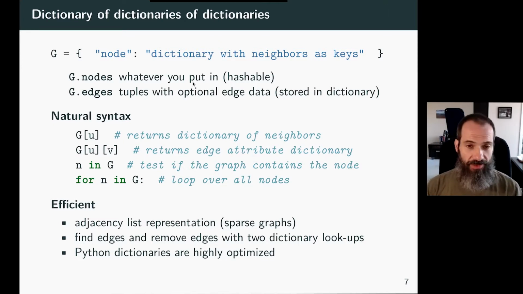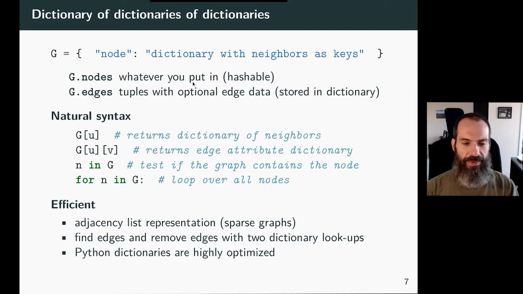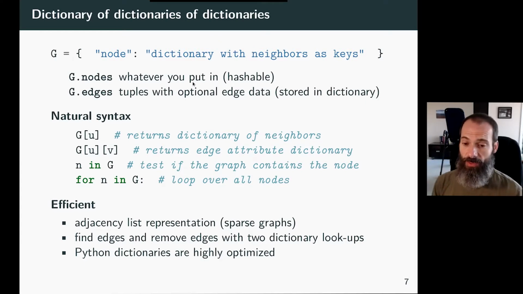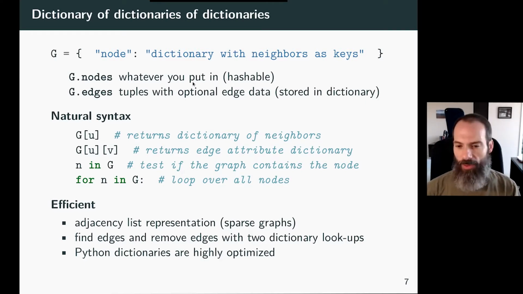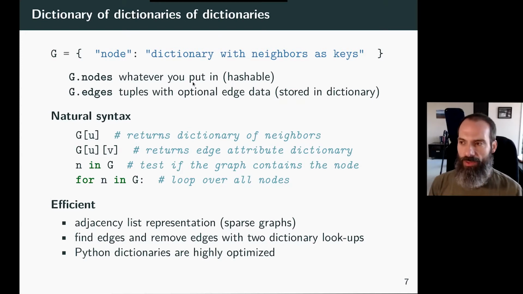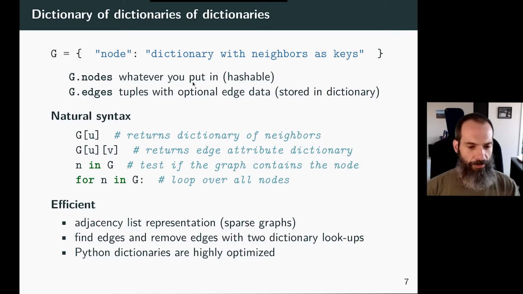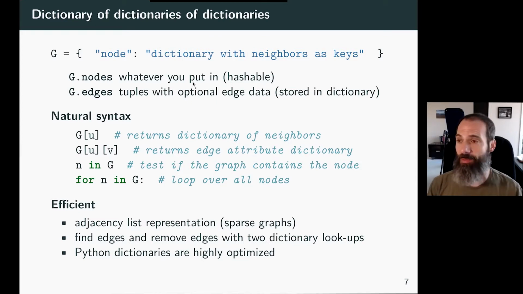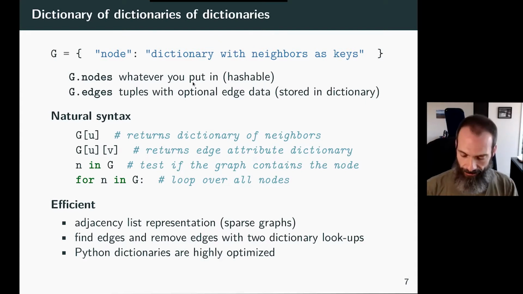Dictionaries are a very efficient representation. So this inherently is an adjacency list representation, which is really good for sparse graphs where you don't have to store all of the missing edges. It also allows us to find edges and remove edges with two dictionary lookups, which is really important for a lot of network style algorithms where you often are operating from one node and walking along edges that are adjacent to that node. And then Python dictionaries are highly optimized in Python, as we all, I think, know.